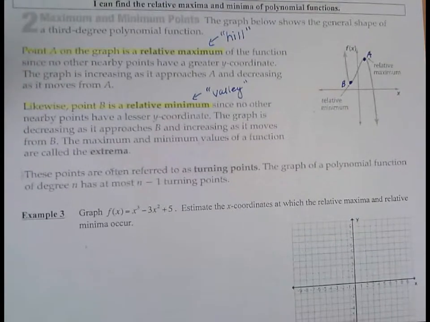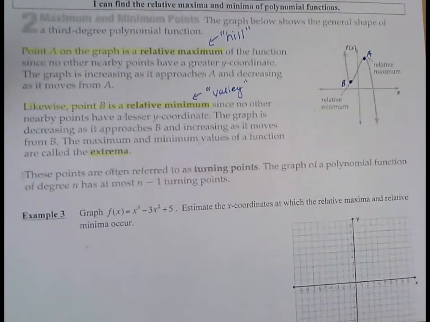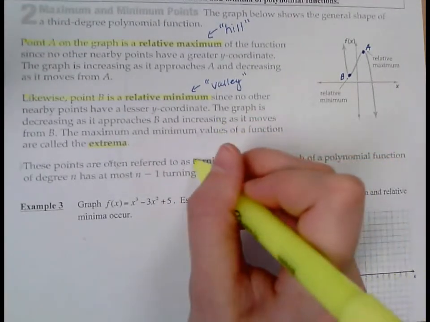Max and min values are also called the extrema. So if you see that term, find the extrema of the graph, it wants you to find the relative minima and the relative maxima. But they are also referred to as turning points.